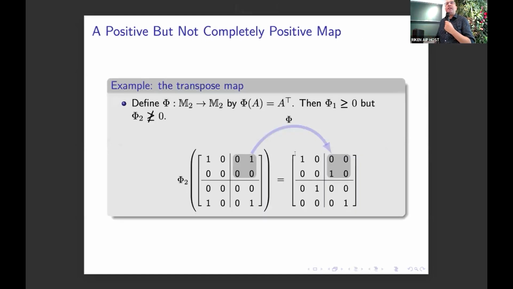For example, the first example is the transpose map. The transposition is a map that transforms a matrix to another matrix. The transpose of a PSD matrix is a PSD matrix, so the transpose is a positive map. But now, is it a 2-positive map? No. This is a counterexample. We have this matrix. We apply the transpose map on each block, so we apply the transpose here, we apply the transpose here, and so on. We obtain this matrix by transposing each block independently. This matrix has a negative eigenvalue, so this matrix is not positive. So the transpose map is a linear map which is positive, but it is not completely positive. It is not 2-positive.